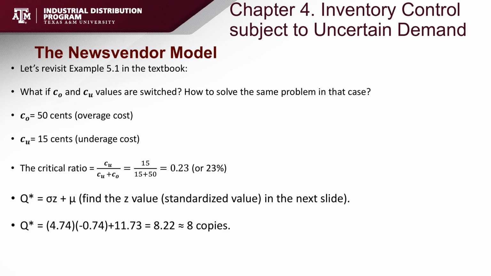Now here's a nice gut check. What if we swap the costs? Overage 50 cents, underage only 15. And now leftovers hurt more than shortages, you know. The critical ratio flips to 15 over 15 plus 50, about 0.23, just 23%. A lower ratio means a lower target and the z goes negative, minus 0.74 this time. Q star becomes 4.74 times minus 0.74, plus 11.73, roughly 8.2, call it 8 copies. We order below the mean now, which makes sense.